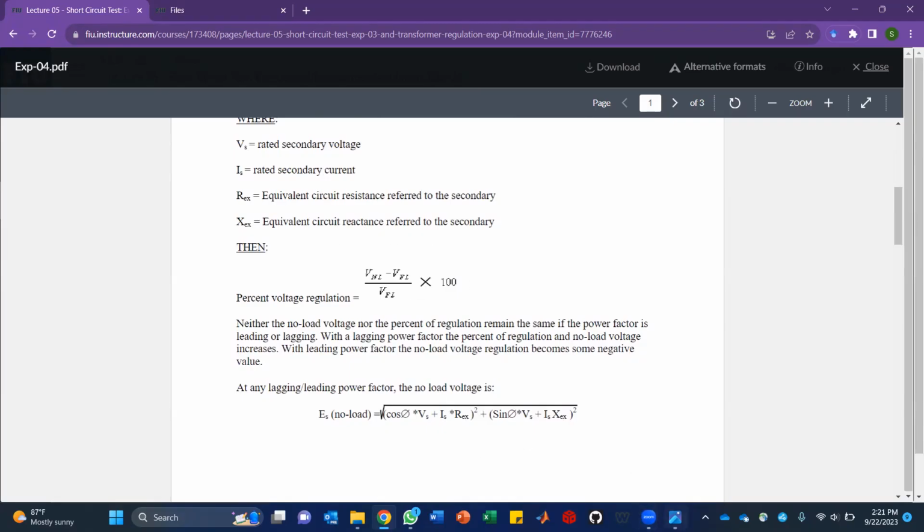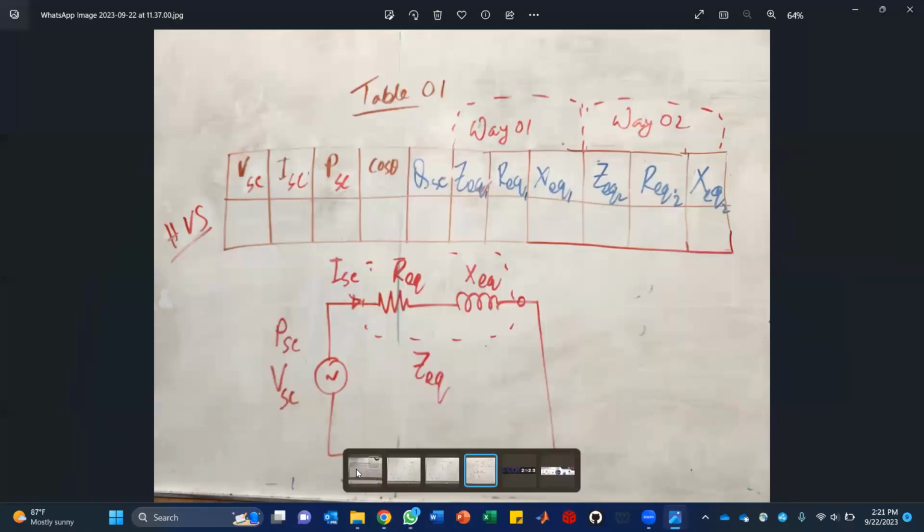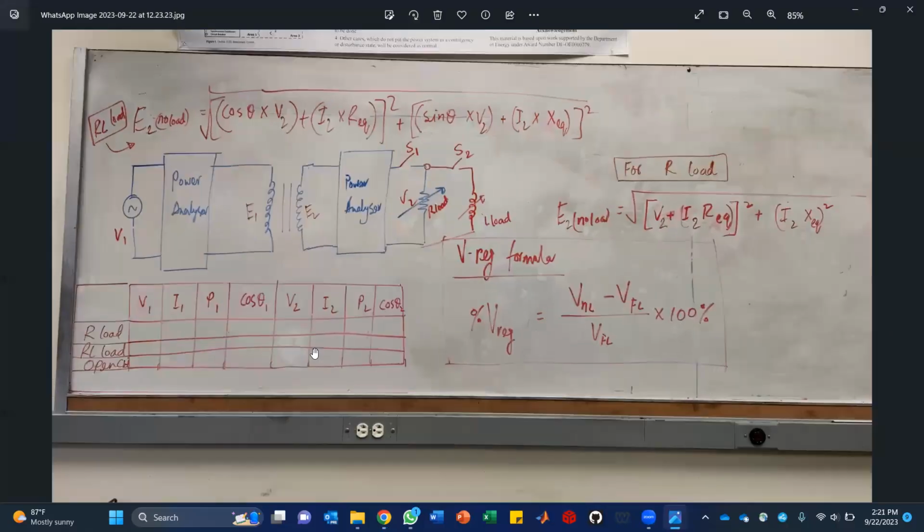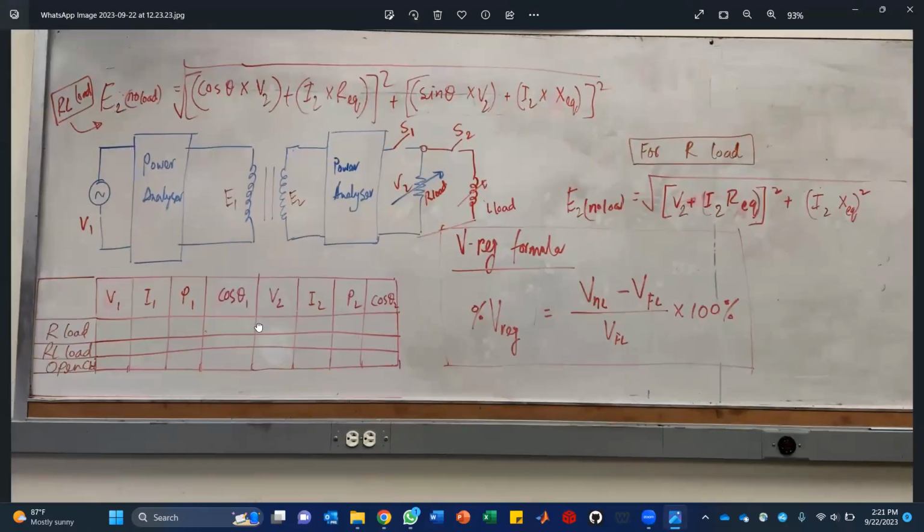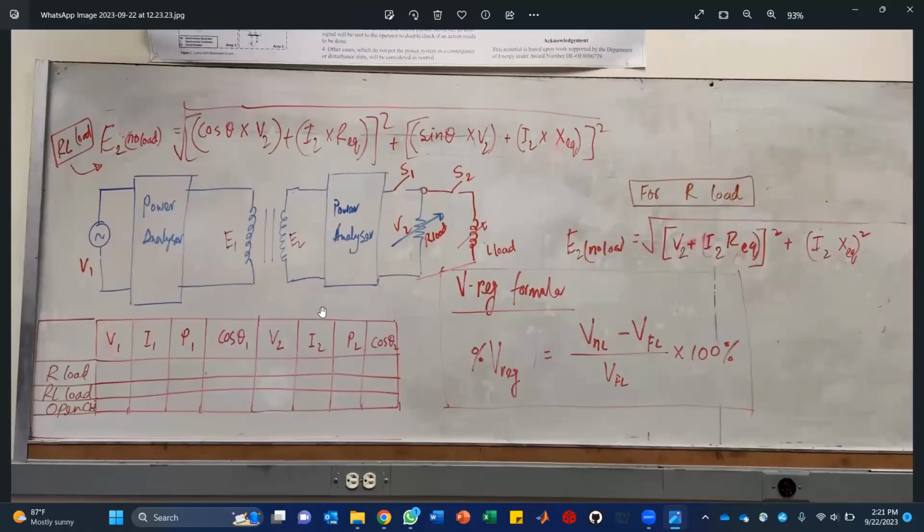Let me open another slide. Okay. I gave a lecture in the morning, so I took a snapshot of that one. I thought to myself, let's take a picture and it will be helpful for you guys. So this is our experimental setup for the voltage regulation.